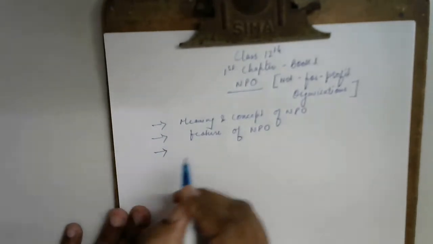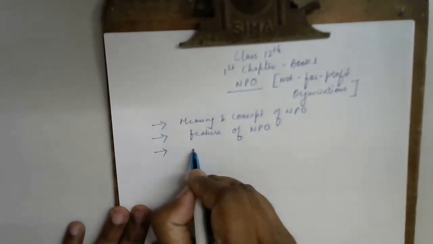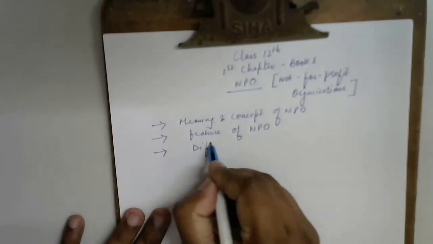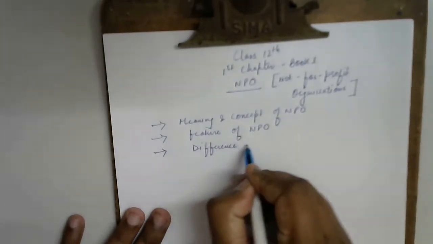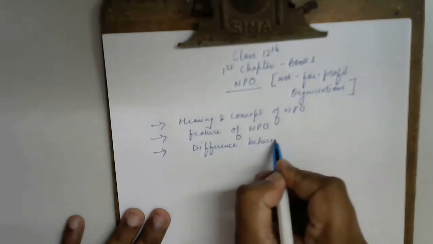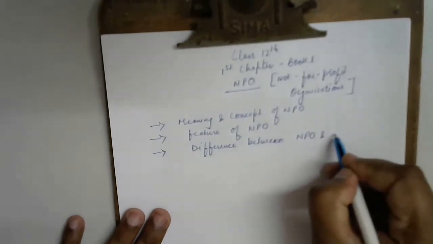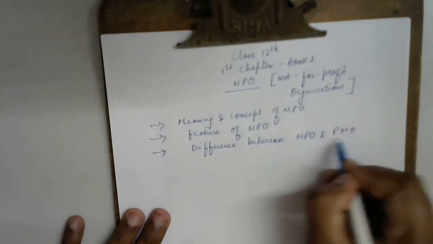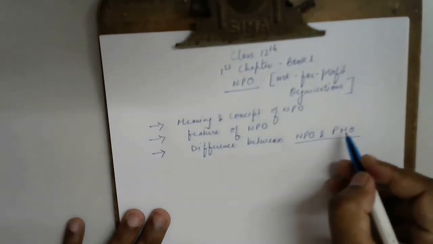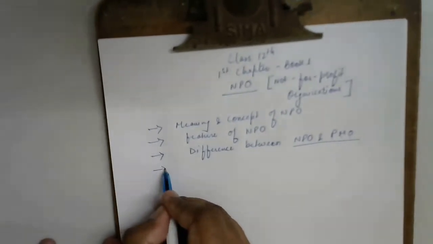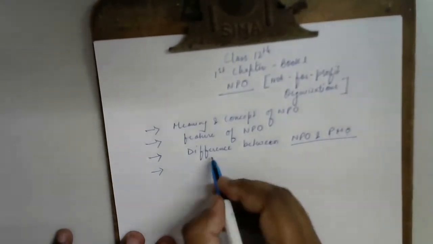Next, friends, we'll discuss the difference between NPO and profit making organizations. I'll write an abbreviation for profit making organization. So please try and understand it because we have very less time.